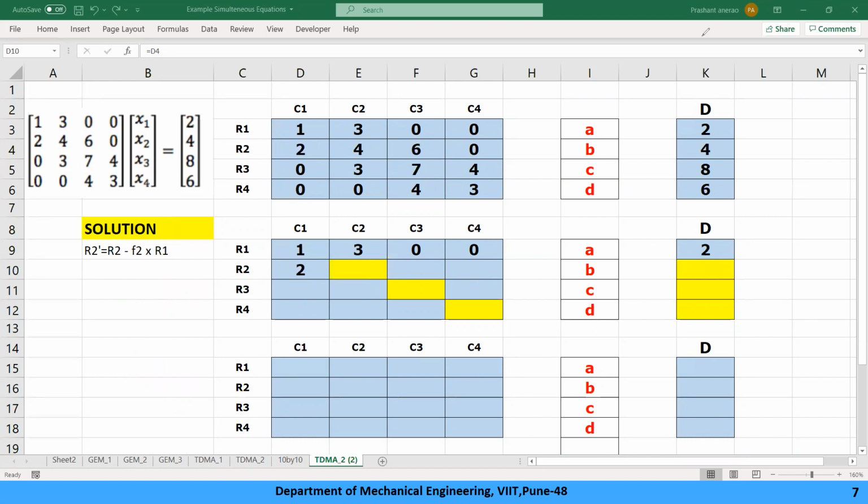I'll just now use Excel sheet to do the same calculation. Equal to old value minus factor, into previous value. So minus 2 here, this value will get updated: old value minus factor, this 2 by 1, 2 by 1 into the value just above it, that was 2. Enter. Okay, so I hope you guys understood this.